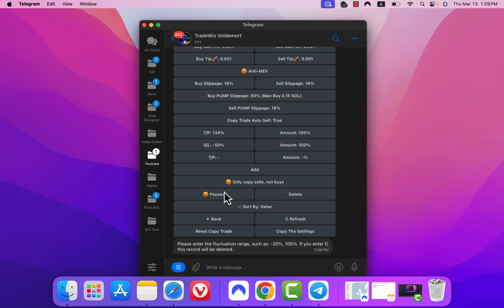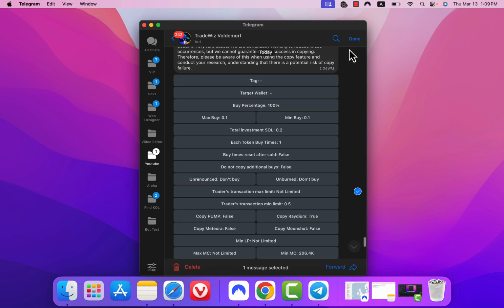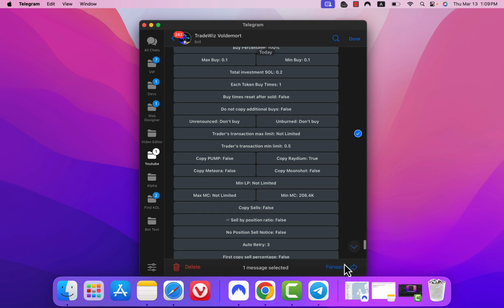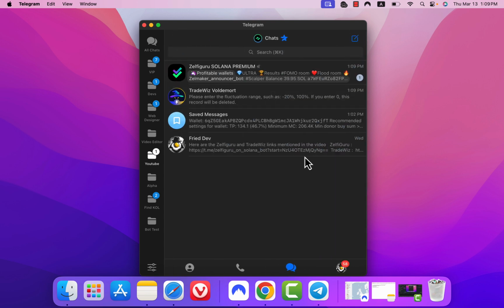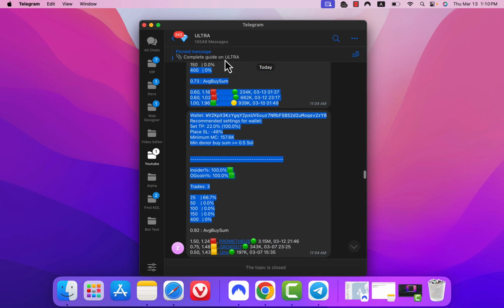For the next wallet, all you have to do is copy the settings, and you only have to change the target wallet and the tag, the name of that. Everything else in here should be the same. The traders transaction min limit should change, the minimum market cap should change, and take profit and stop loss should change as well. We should set all of them based on the Ultra channel. For each wallet, it gave us all the information necessary.